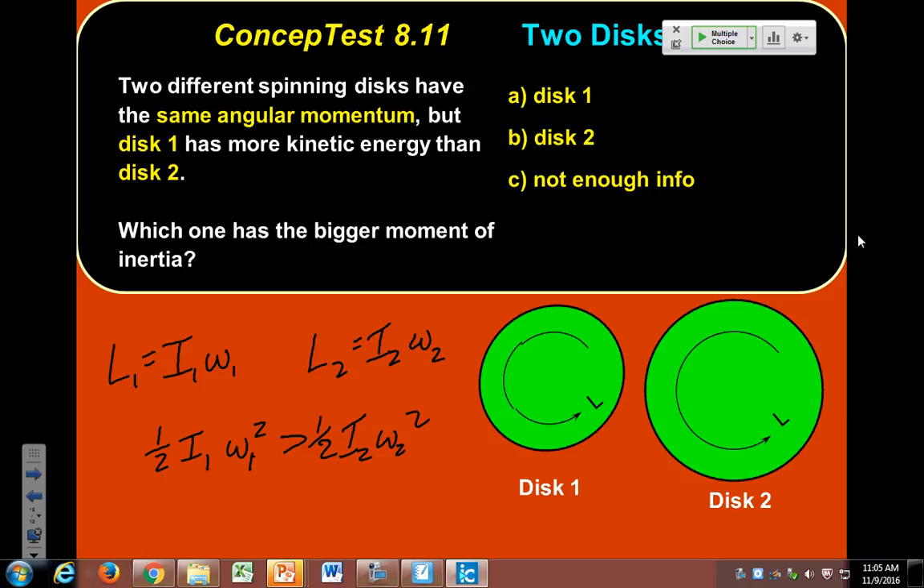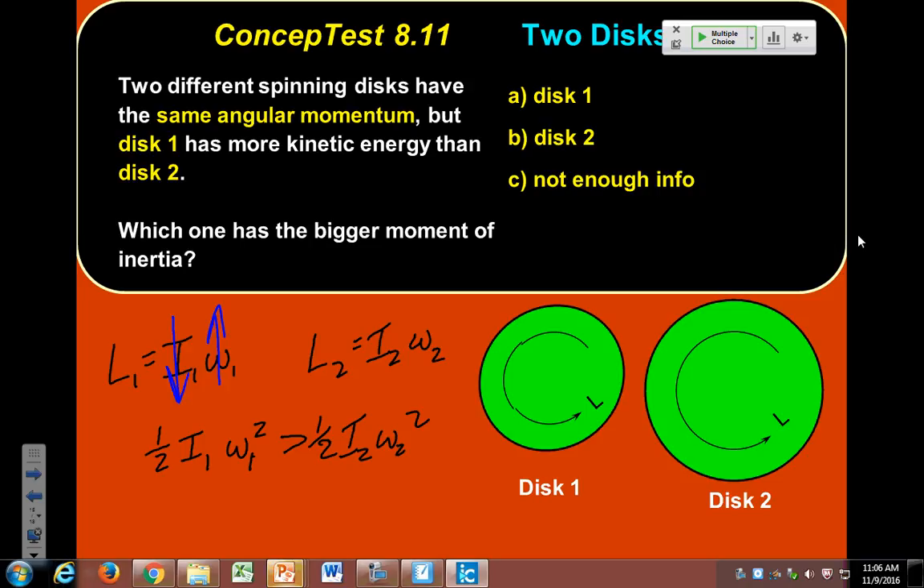So disk 1, which has more kinetic energy, is it going to have a bigger speed or a bigger moment of inertia? It's going to have a bigger speed, because the speed is squared, and the speed being squared gives us an extra bump because they have that quadratic relationship. So the speed will be bigger for disk 1. That means that the moment of inertia for disk 1 will be smaller. So the speed is bigger, giving us more kinetic energy, because kinetic energy is more dependent upon the speed.